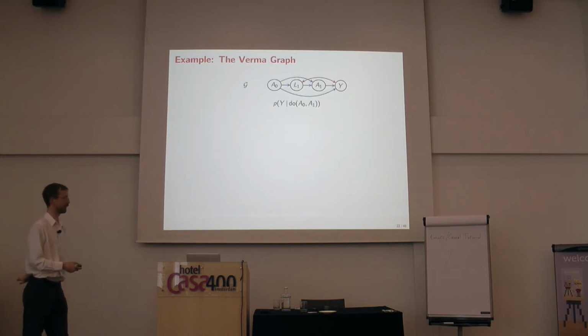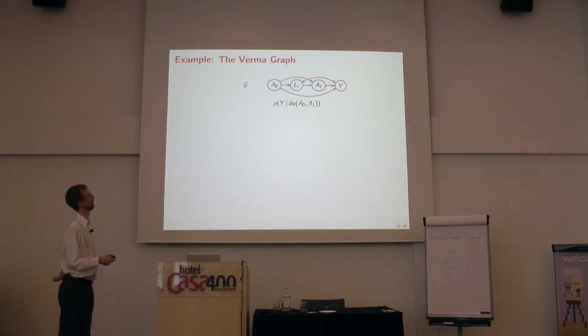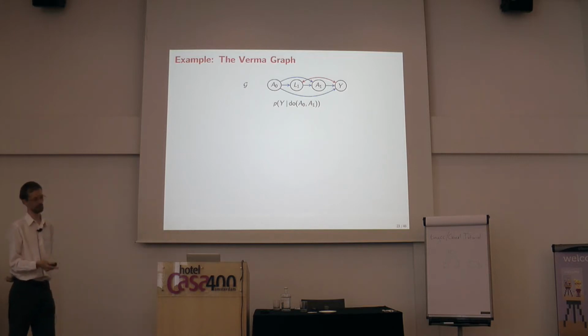So let's look at another graph. This is a graph that arises. It's often called the Verma graph. Sometimes this edge is left out when it's called the Verma graph.